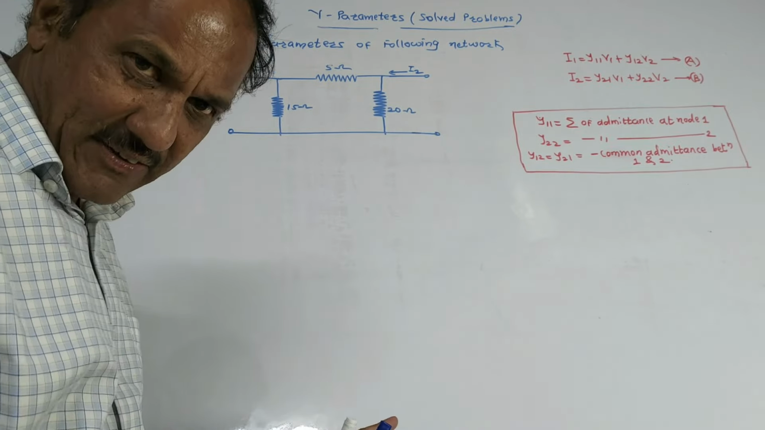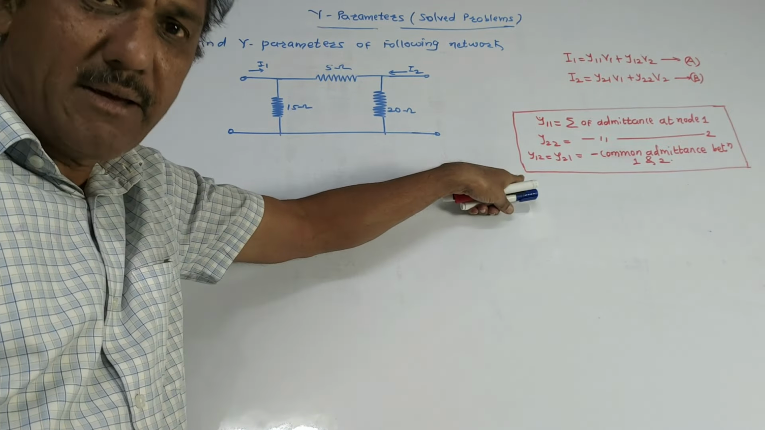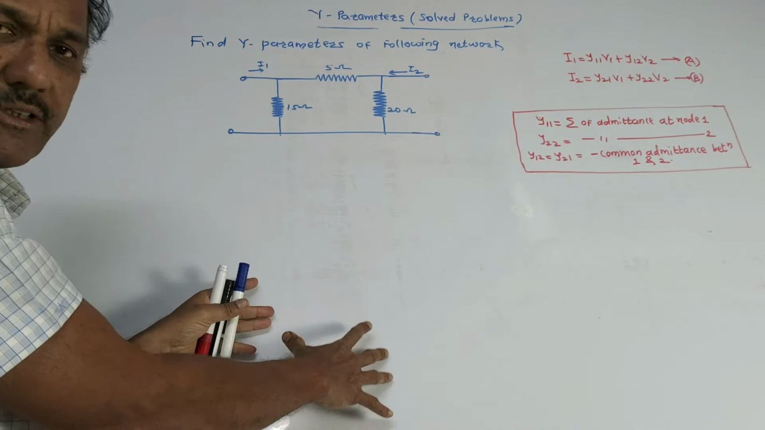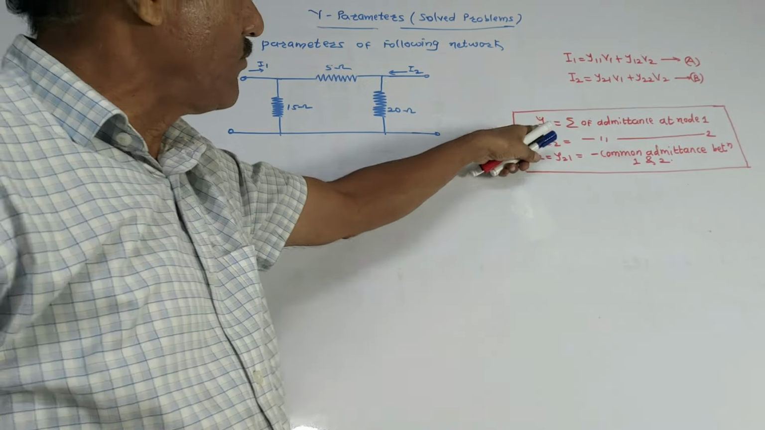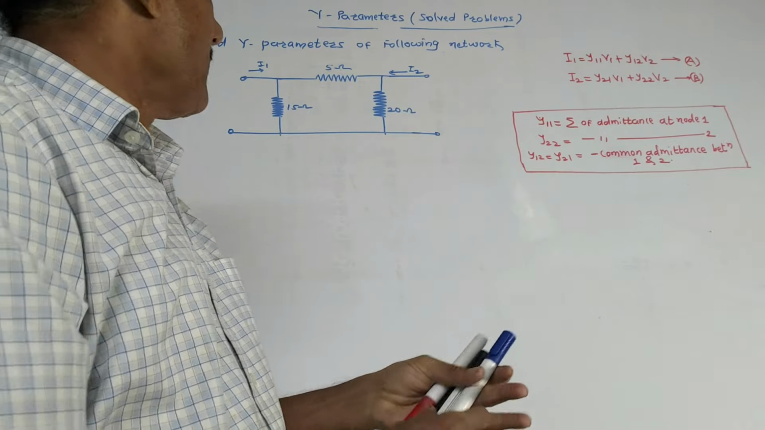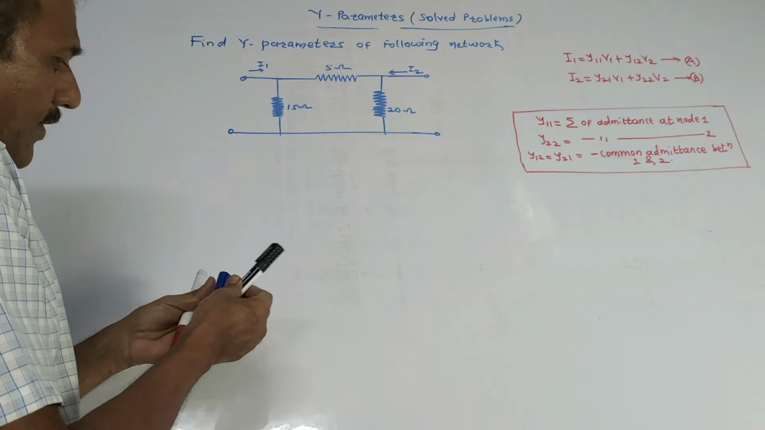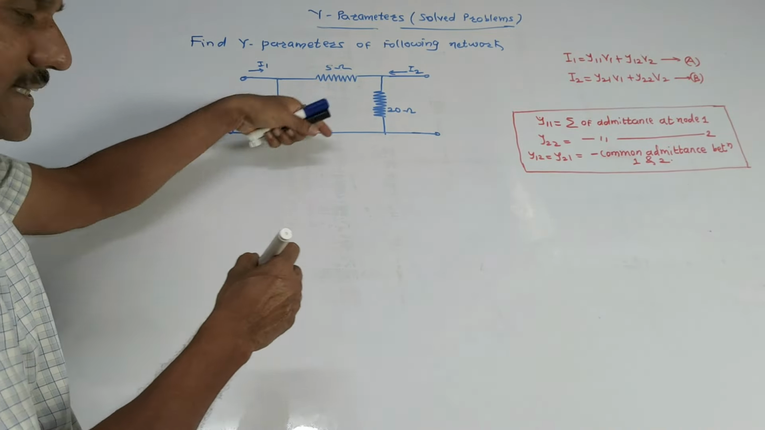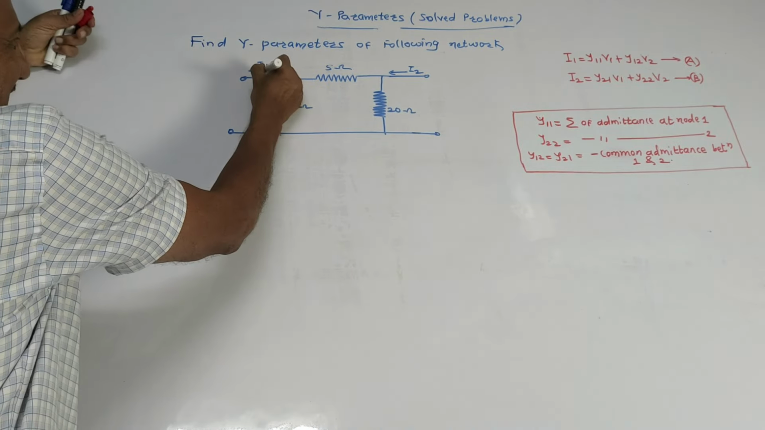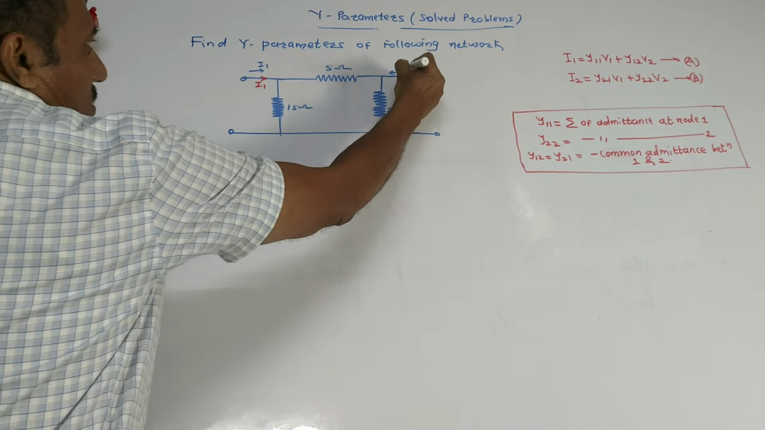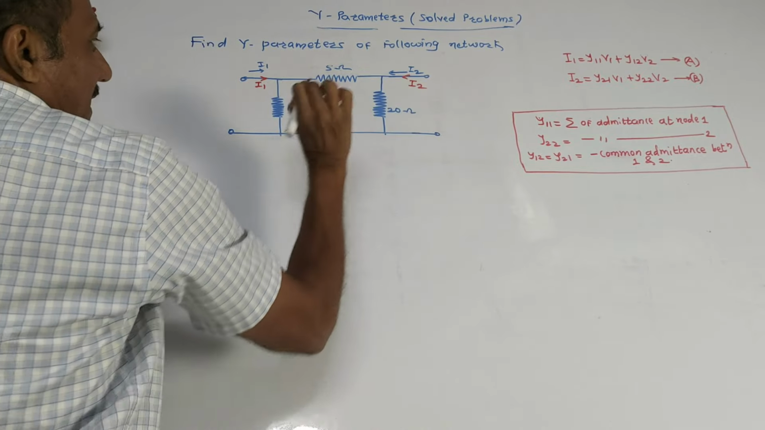If it is a pi network, we have a ready-made formula, but we'll solve the numerical using the normal method, and then for checking we'll make use of this formula. So to proceed, we need to add a few more notations in the given diagram. As I said, this current is I1, which is mentioned in the question. This current is I2, which is again mentioned.